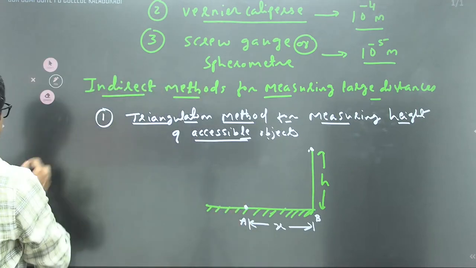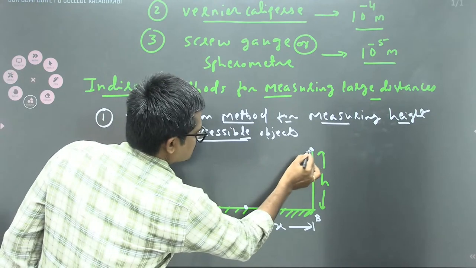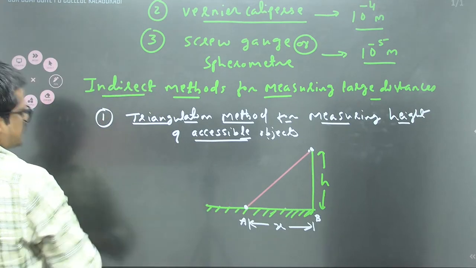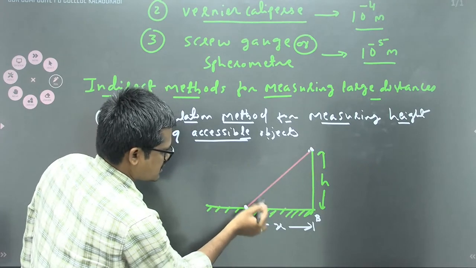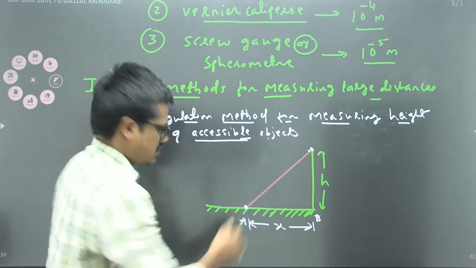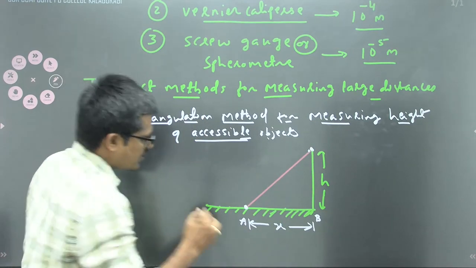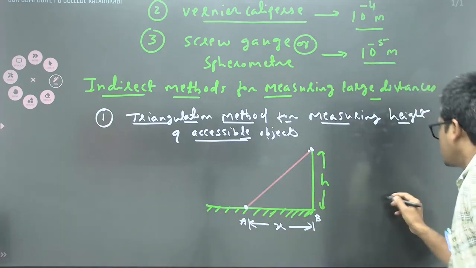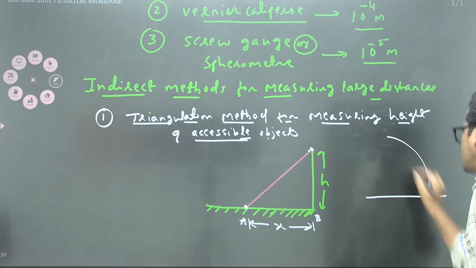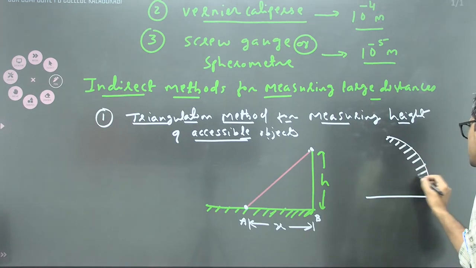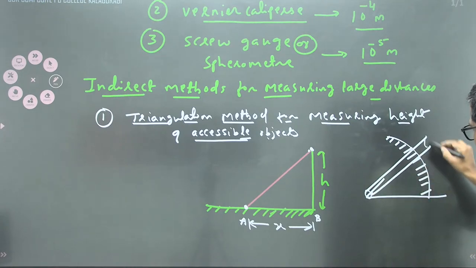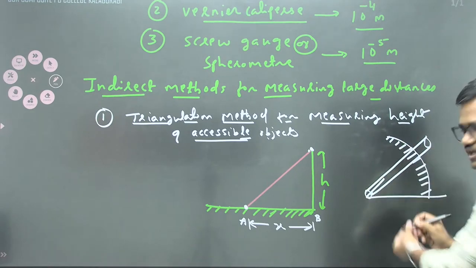This is the line of sight. From here, using the telescope, you are observing the tip of the tower. Right? Okay. Now here, the device we use is called a sextant. It has a protractor like that, with angles marked on it. There is a telescope on it, and as you rotate the telescope, the angle also changes.